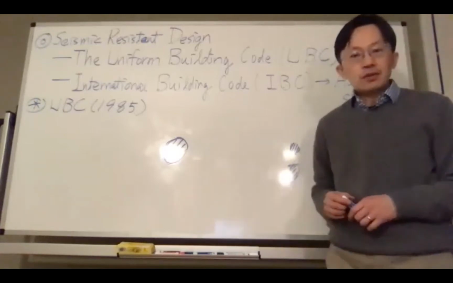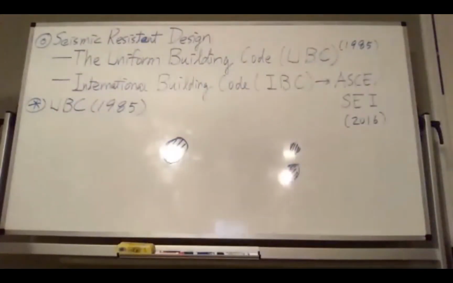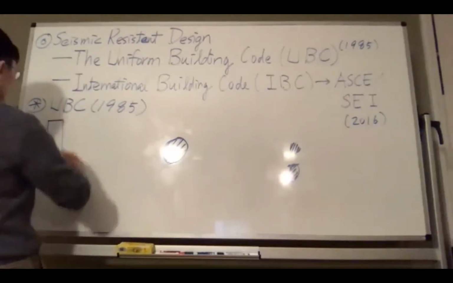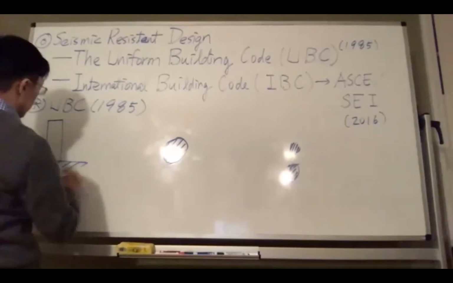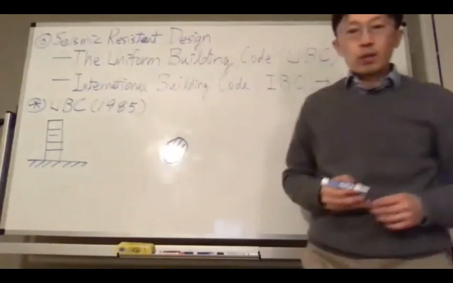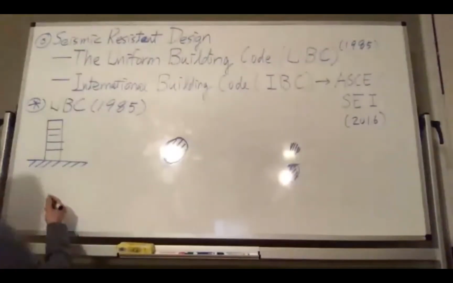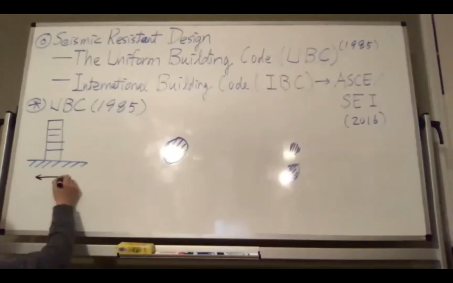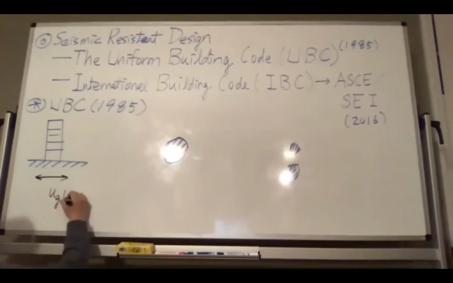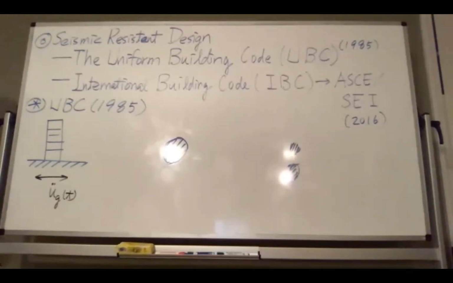So with new discoveries, the design codes will also be revised. Now, let's look at the original form for the UBC in UBC 1985. First of all, conceptually, you know that when we consider a structure like this, when we say that there's an earthquake, the earthquake is usually denoted by ground motion. So ground motion means there will be acceleration measured horizontally like this.